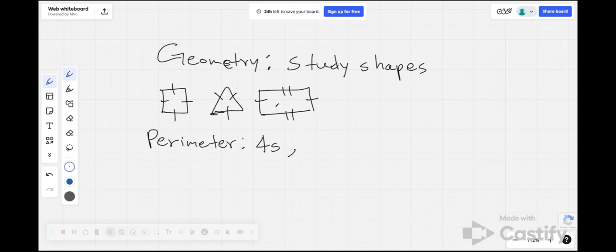For a rectangle, since it has 4 sides with two of each having the same length, it would be 2L plus 2W, L for length, W for width. Now for triangles, it's just the same, all three sides added up. So for this triangle with all equal sides, it would be 3S, S for side.